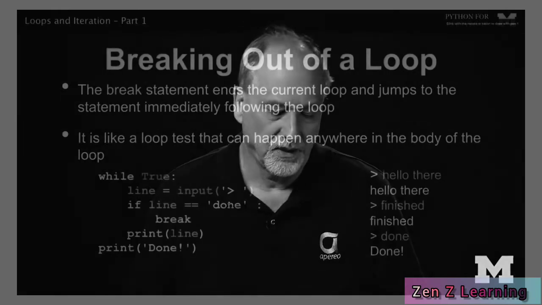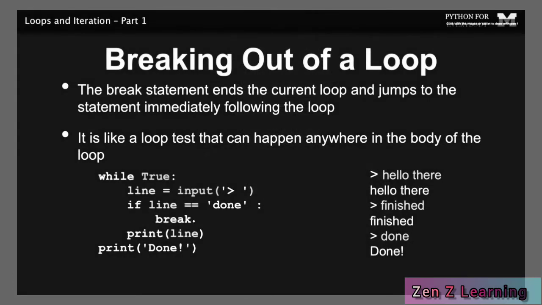Now, we have some statements that we can use to get out of a loop. One of them is the break statement, and it's an executable statement. When it runs, it breaks out of the loop and moves to the line beyond the end of the loop. So wherever we're at, when this code runs, it jumps out of the loop.